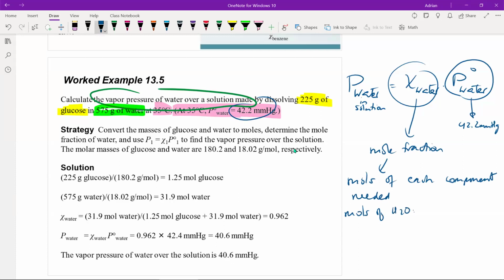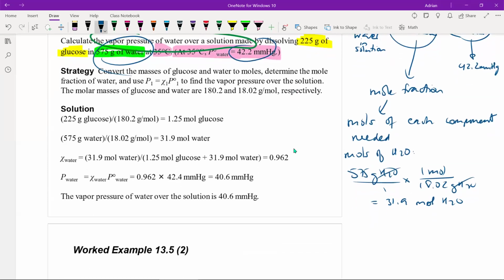So we're given 575 grams of H2O. I want to convert that to moles. For every 1 mole, we use the molar mass, 18.02 grams of H2O. That's going to give us 31.9 moles of H2O. We also need the moles of the solute, in this case our glucose.